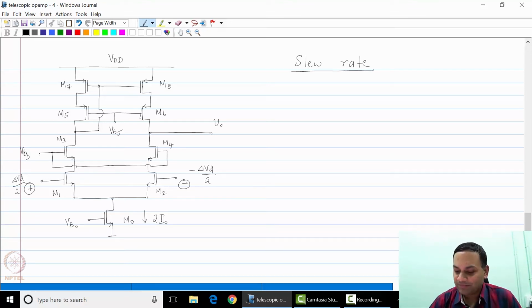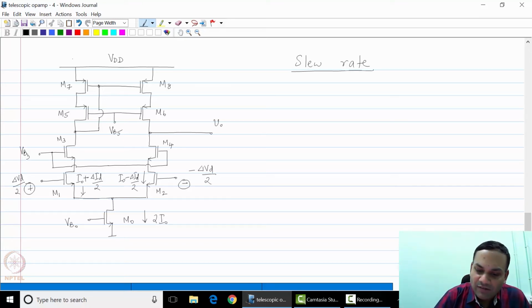As you might imagine, the currents are now I0 plus delta ID by 2 flowing downwards, and I naught minus delta ID by 2 flowing downwards through M2. And these are the incremental currents. Delta ID by 2 and minus delta ID by 2 are the incremental currents through M1 and M2. Now what happens to these incremental currents?